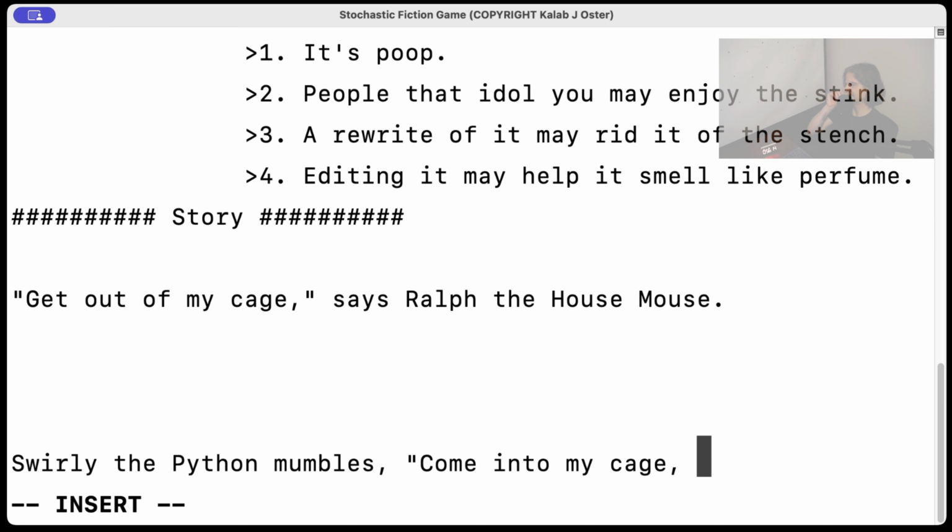What's my mouse's name? Ralph S. Mouse. Ralph the House Mouse. Oh, that works out for me. At least puts a smile around. Maybe I should call this Ralph the House Mouse. That could be fun. Fun for me, at least. And well, who else do I have to please right now? This is my own mental masturbation. Get out of my cage, says Ralph the House Mouse.